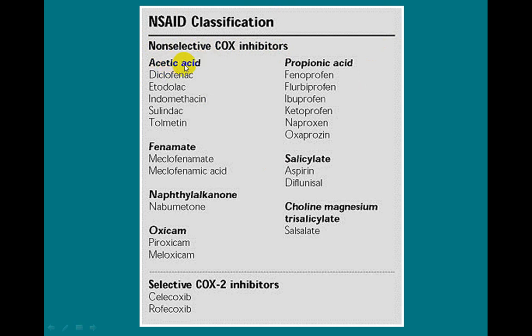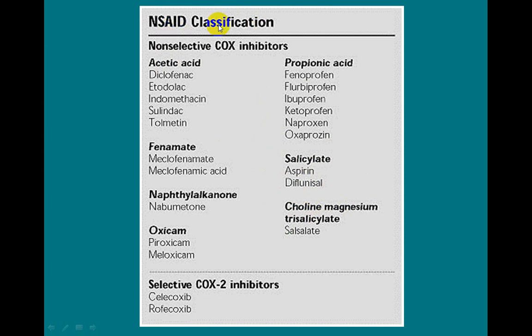Examples: acetic acid derivatives, for example diclofenac, which is called Voltaren, fenamates, naphthylalkanone, oxicams, propionic acid derivatives, and salicylates, including aspirin and diflunisal. We will discuss aspirin in detail as a prototype of the non-selective type. Also choline magnesium trisalicylate, an example of a salicylate.